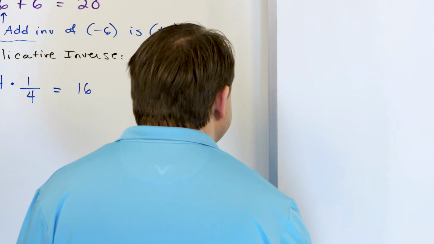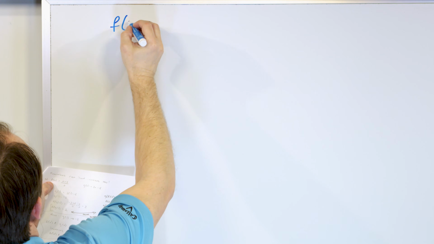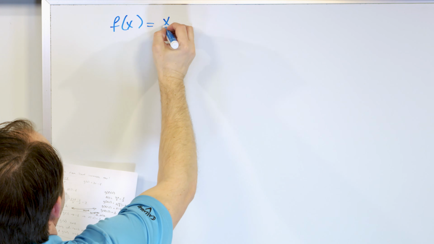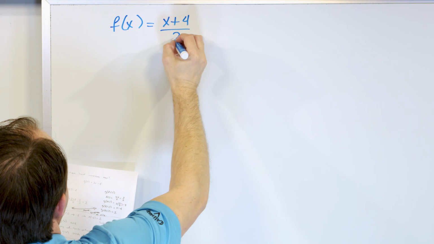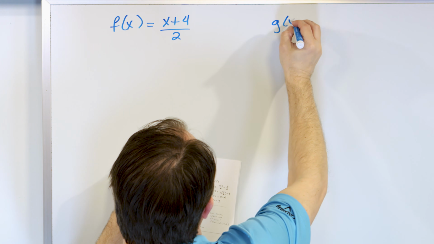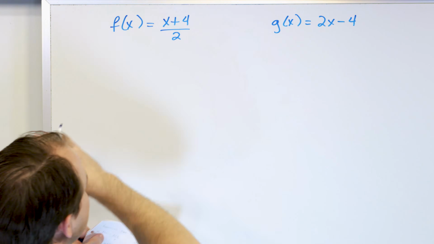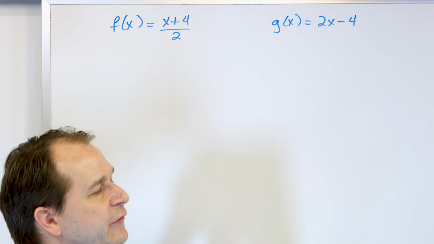So let's take a concrete example. Let's say I have a function, f of x, and it's equal to (x + 4)/2. This is a really simple function. And let's say I have another function, g of x, and it's equal to 2x - 4. Now I'm going to give you the punchline. These are inverse functions of one another.